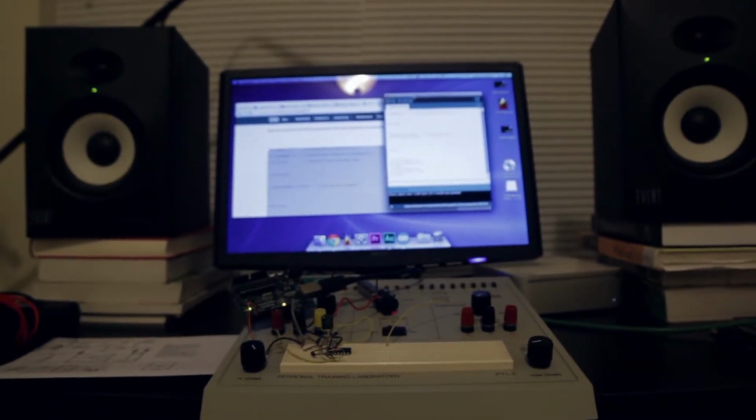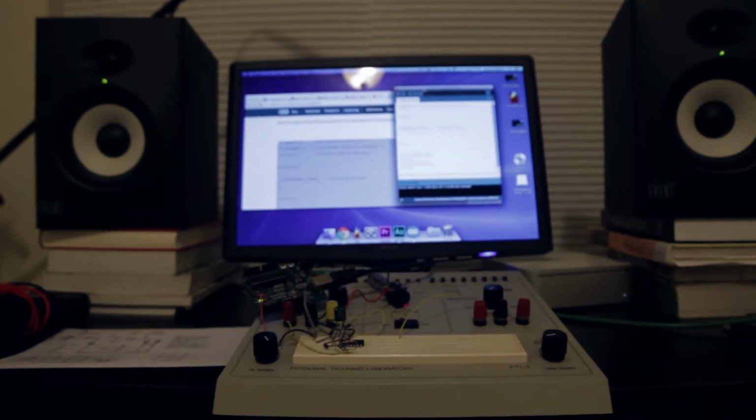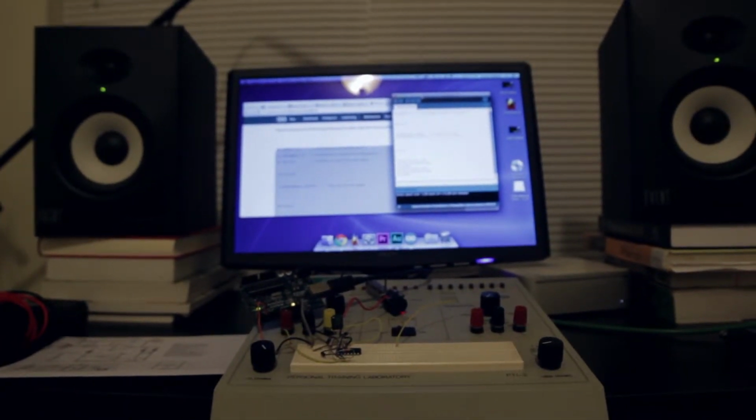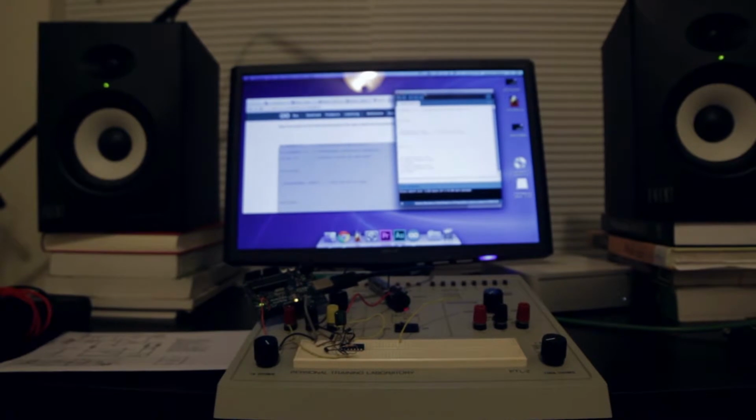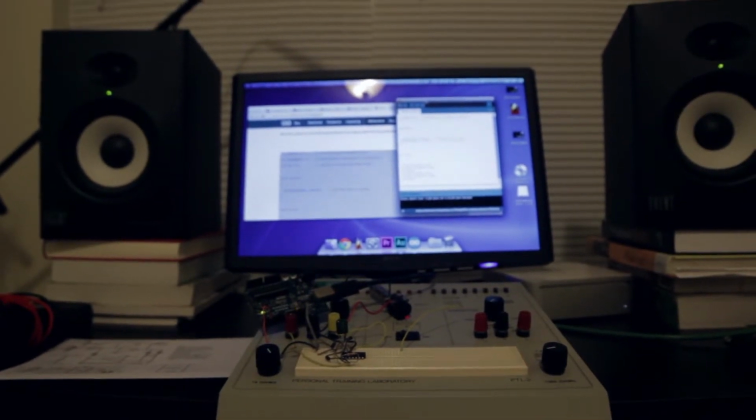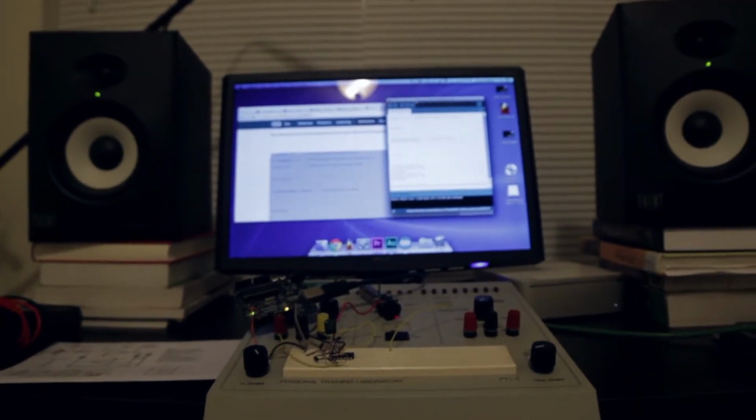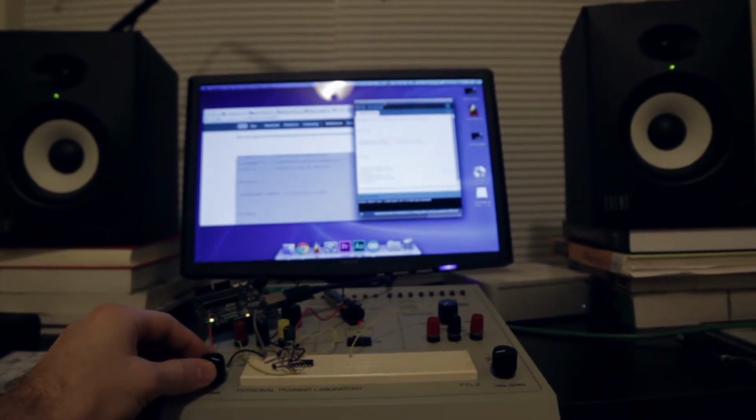Right now, you can see the Arduino set up kind of on the messy breadboard there. It's just sending a pulse to make something slightly more interesting than a constant drone. Now I'll let you hear the sawtooth wave that it generates.